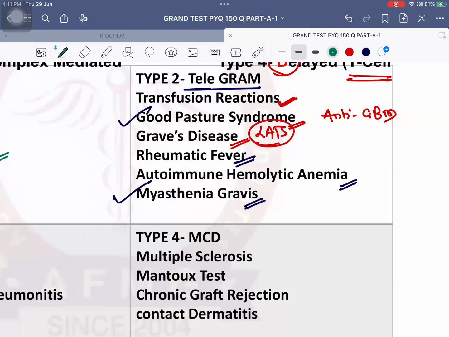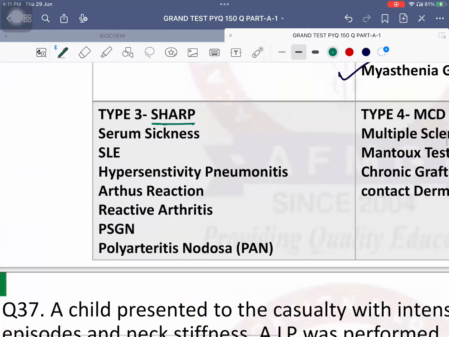Type 3, the mnemonic is SHARP. S stands for serum sickness. Second S stands for SLE. H stands for hypersensitivity pneumonitis. A stands for Arthus reaction. R stands for reactive arthritis, previously known as Reiter's syndrome. Characteristic triad, conjunctivitis, urethritis, polyarthritis. कब बोलते हैं ना?